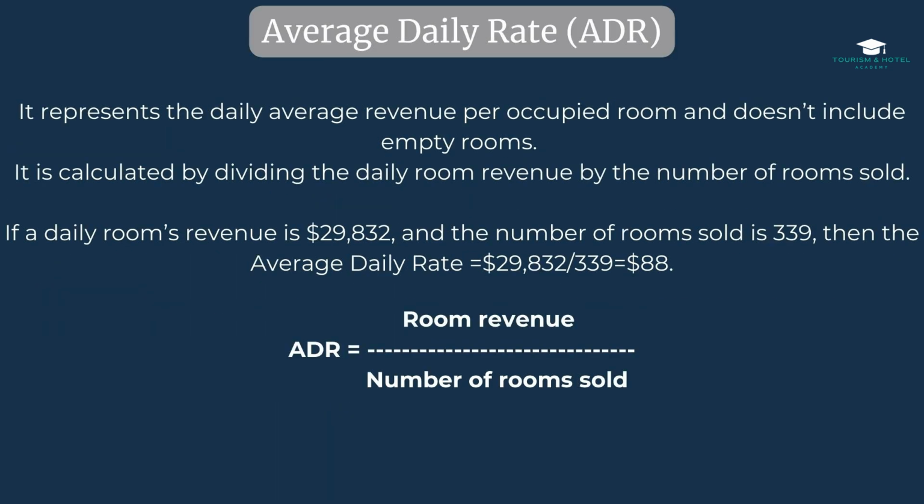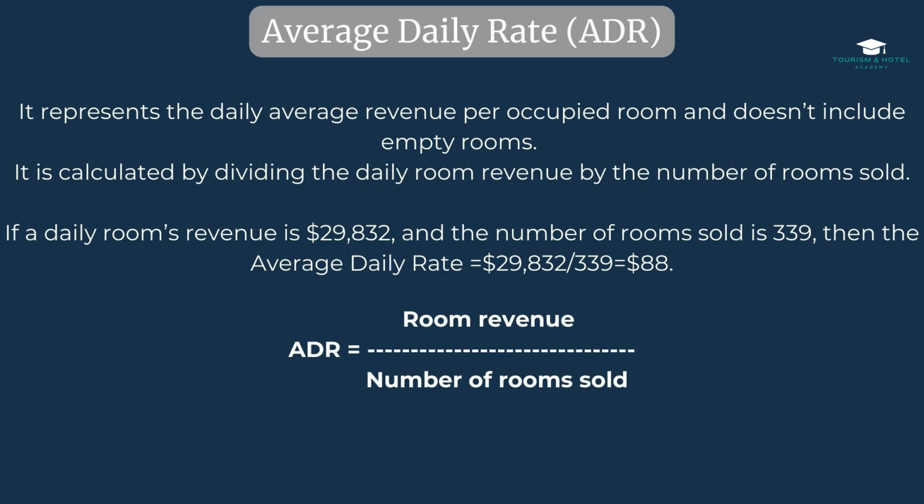Average daily rate, or ADR. It represents the daily average revenue per occupied room and doesn't include empty rooms. It is calculated by dividing the daily room revenue by the number of rooms sold.